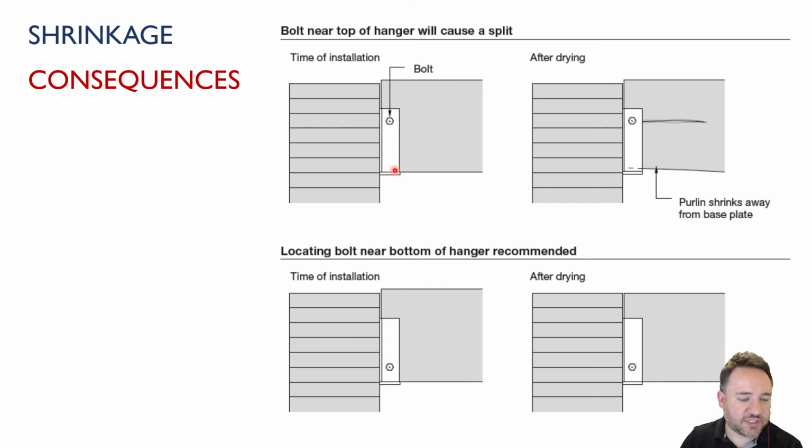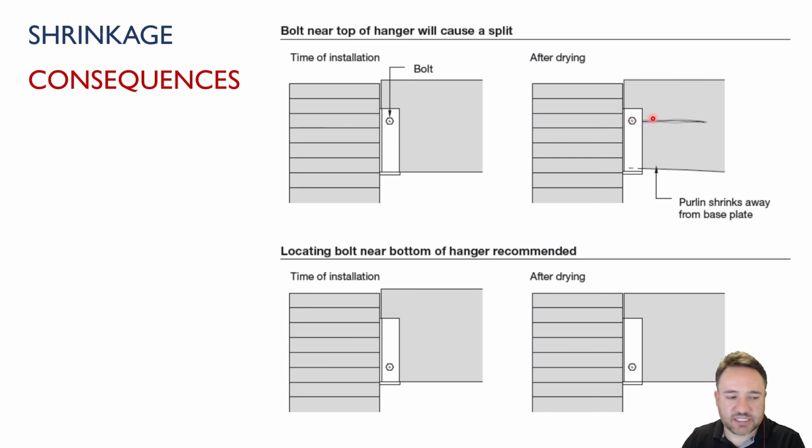And that's very bad for this connection, because this connection is intended to transmit the load in bearing directly on this seat. But what happens when there's a gap that forms here is now the load, instead of going directly to the seat, is going through the bolt. And when we do that in this connection, now the bolt is taking all the load, and we're loading this joist in a direction that is tension perpendicular to grain, which is a very, very bad way to load a piece of wood, as we'll learn later.